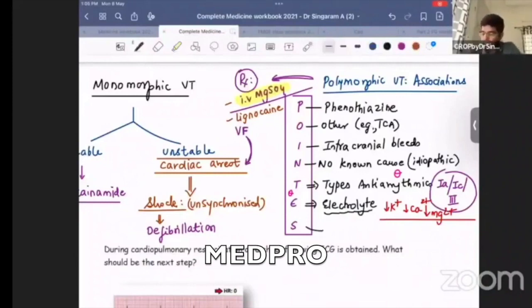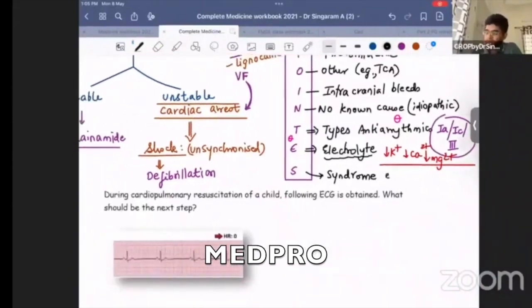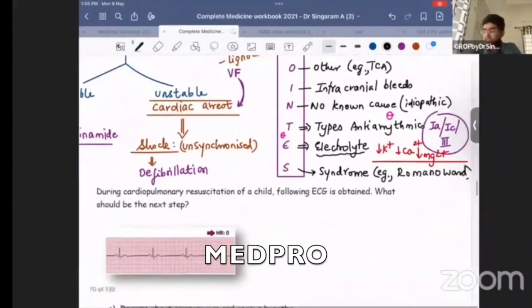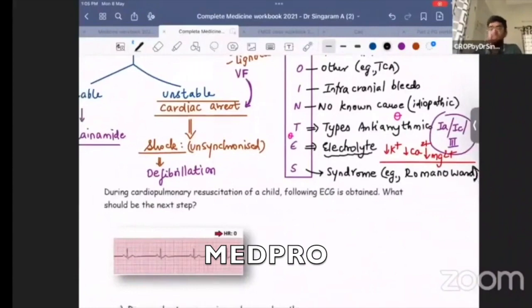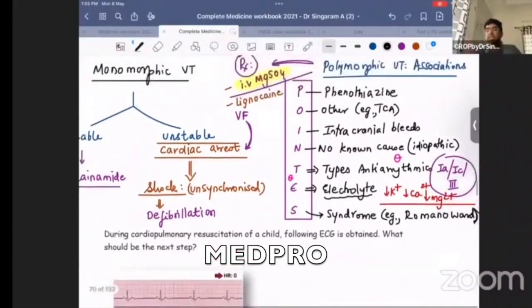Last one is the S. S for some syndromes. This is definitely not your exam question. Just for completion, I'm telling you one syndrome alone: Romano-Ward syndrome. Okay, don't go into the details. I'm writing it only for completion purposes. It's actually not needed for your exams.